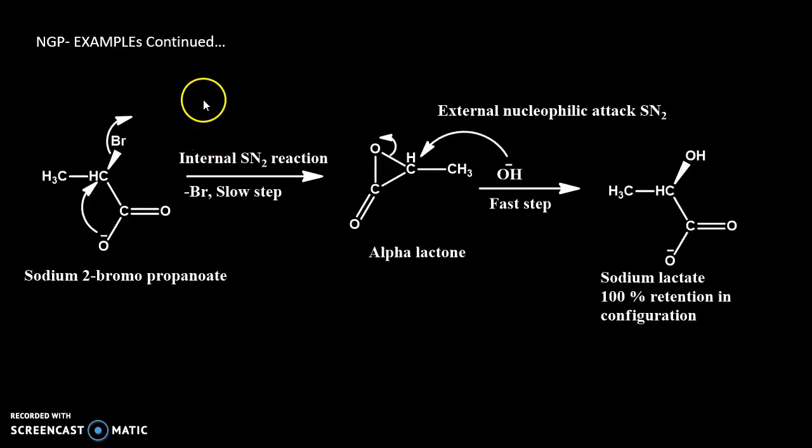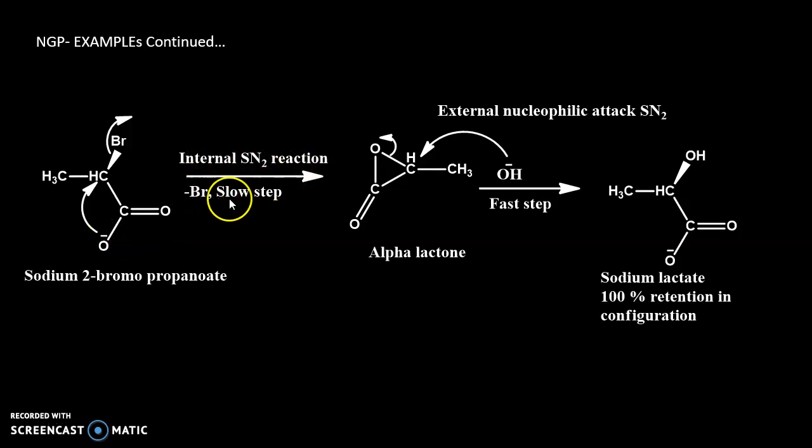Now we will see one more example. See this sodium 2-bromopropanoate. Here also on this carbon there is a bromine. See this carboxylate group. This oxygen has a negative charge, so it can act as an internal nucleophile and attack this carbon from the backside. So bromine goes away. That means this oxygen is acting as a neighboring group. Okay, so this is an internal SN2 reaction.